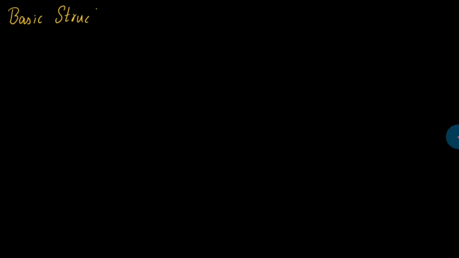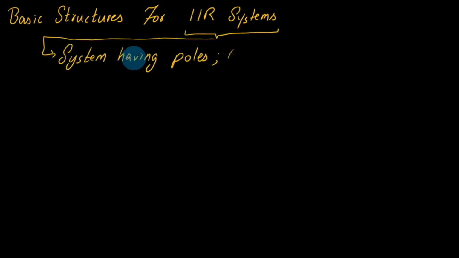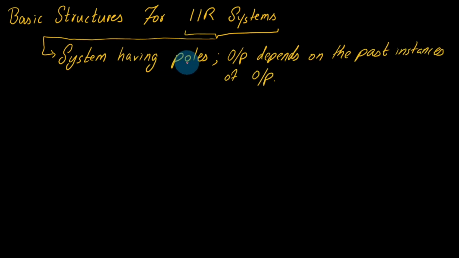In this video, we are going to discuss the basic structures for infinite impulse response systems, that is IIR systems. So what are these IIR systems? These are the systems which just have poles, and these poles are non-zero poles. This is equivalent to saying that the output depends on the past instances of the output, or you may say that there is a feedback mechanism.